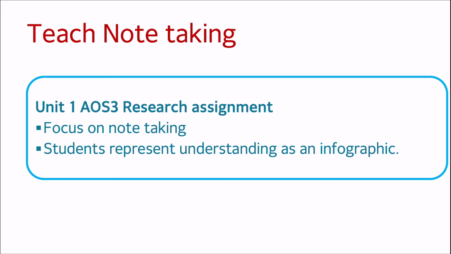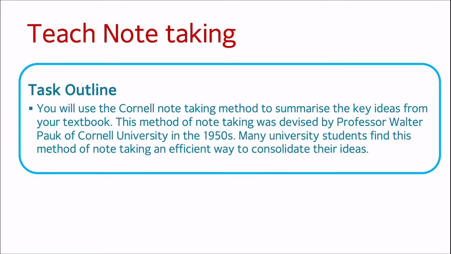So this was their task outline. The first thing they're going to do is use the Cornell note-taking method to summarise their ideas. This was one that was developed at Cornell University in the 1950s. Now, the nice thing about this task is ideally they're doing it in Unit 1, but it's a skill that we can keep revisiting as they're going through Unit 2, and that'll give them a really good foundation for when they're in Units 3 and 4.